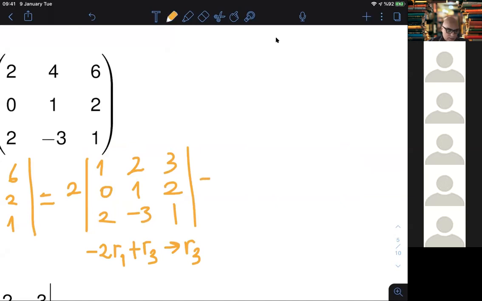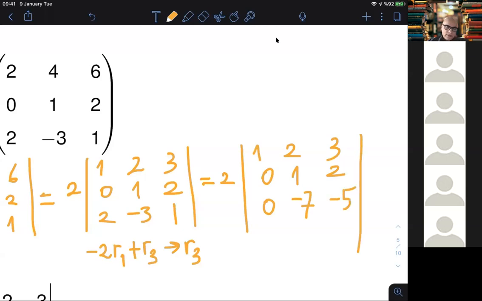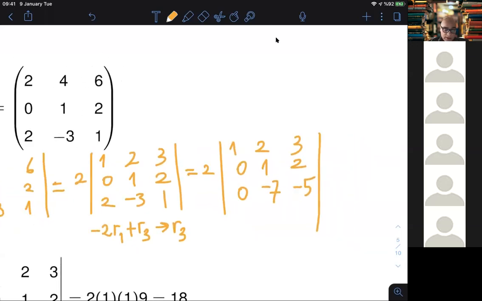So what do I get? I get, wait a minute, 2 times 1, 2, 3, and 0, 1, 2, and 0. So -2, -7, and -6, -5. Okay, like this. So this is still not in triangular form.